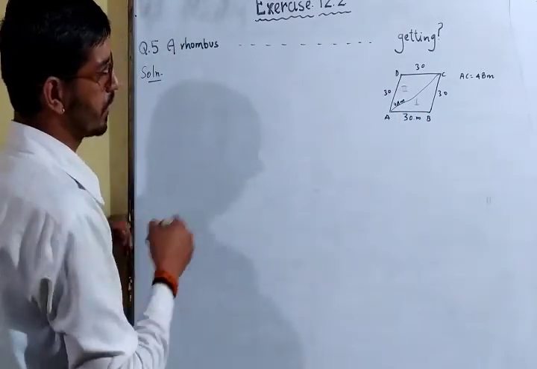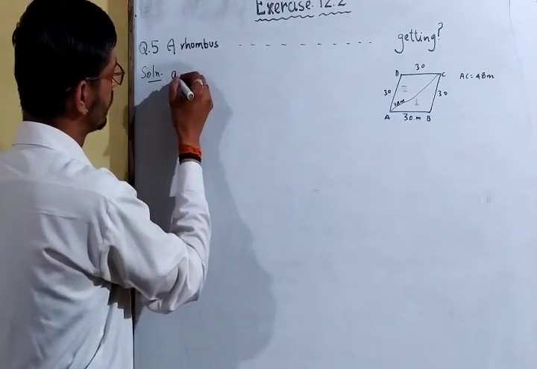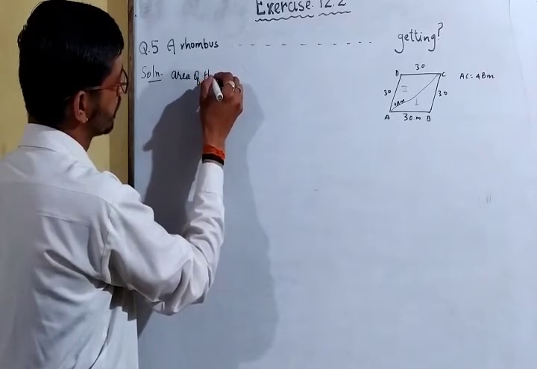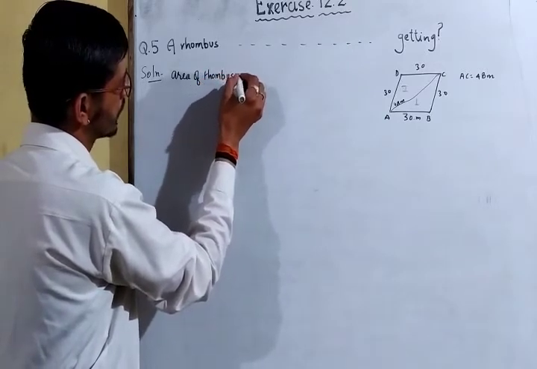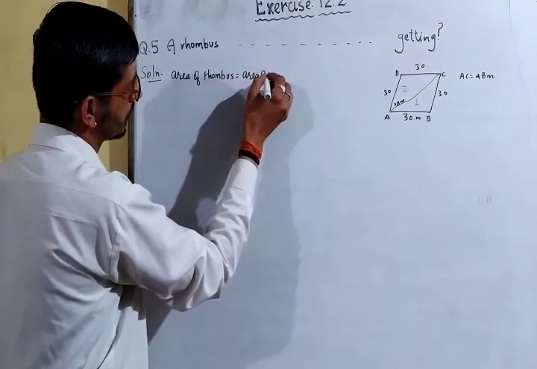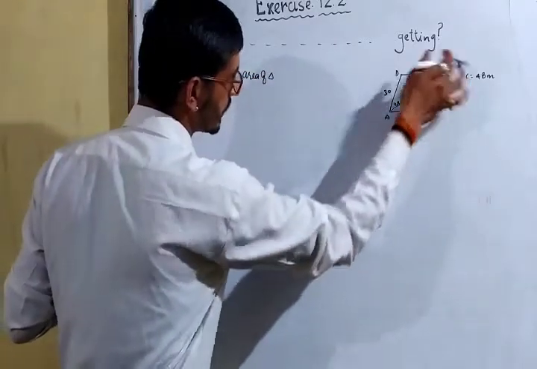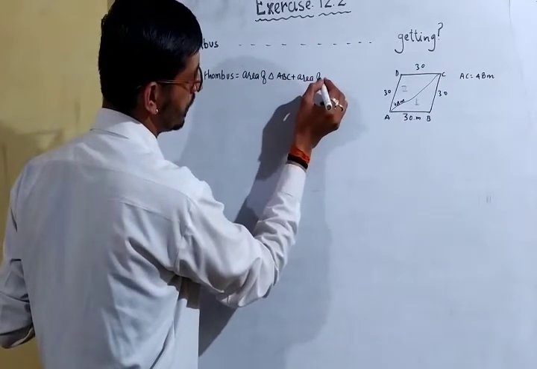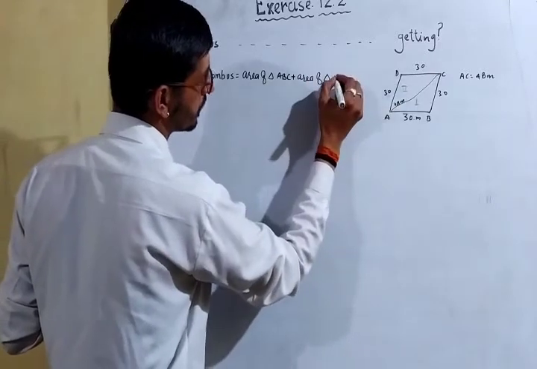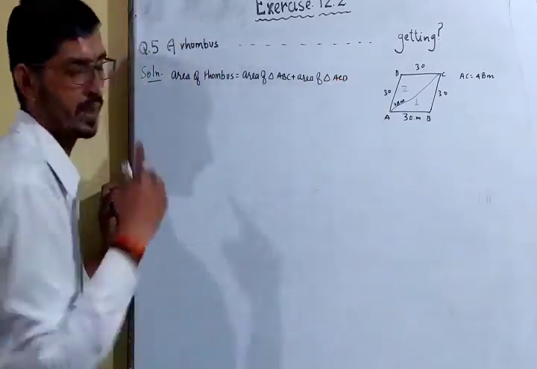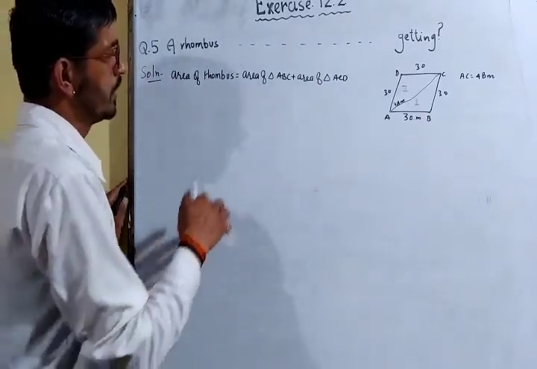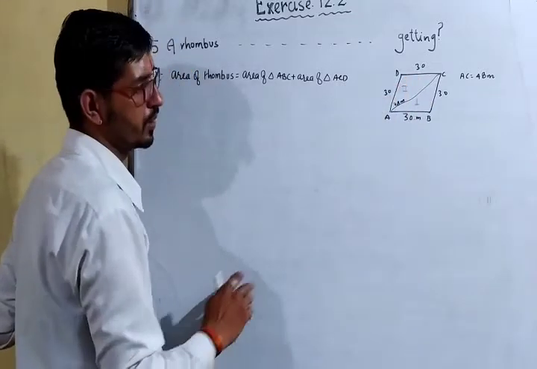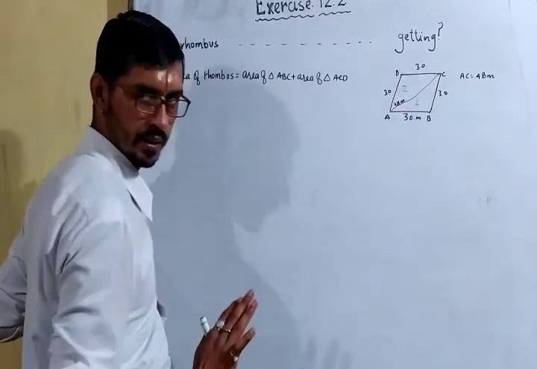Okay, so solution. Area of rhombus is equal to area of triangle ABC plus area of triangle ACD. This is how we can find the area of this rhombus. And we know that the dimensions are same. So जो भी area 1 का आएगा वो area second का भी होगा.